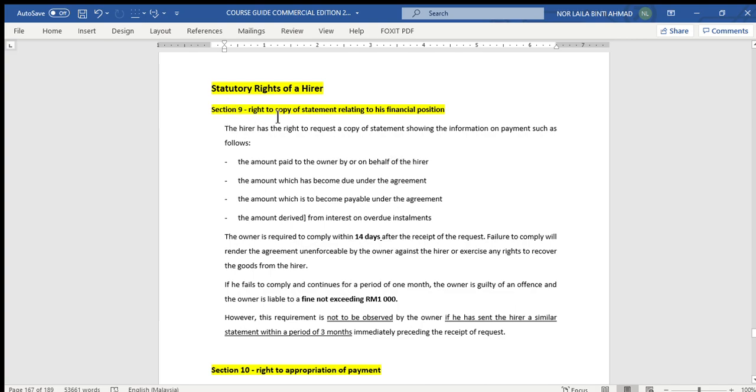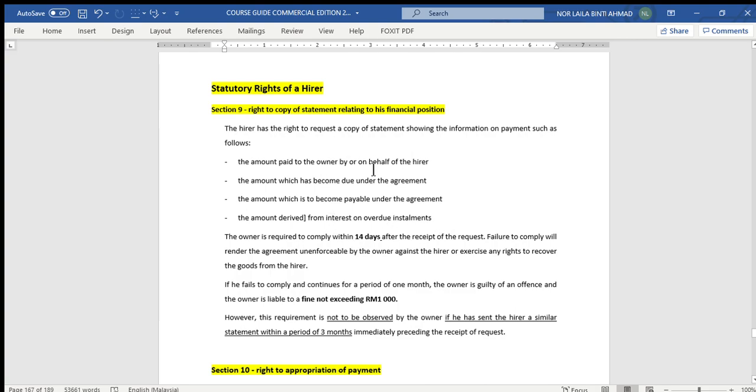The first right given to the hirer is Section 9, a right to a copy of a statement relating to his financial position. This means that when the hirer has already paid his installments, he may request a copy of a statement showing the information on payment. For example, he wants to know the amount paid to the owner by or on behalf of the hirer, the amount which has become due under the agreement, the amount which is to become payable under the agreement, the amount derived from interest on overdue installments.